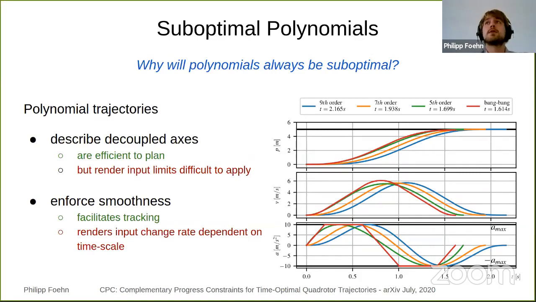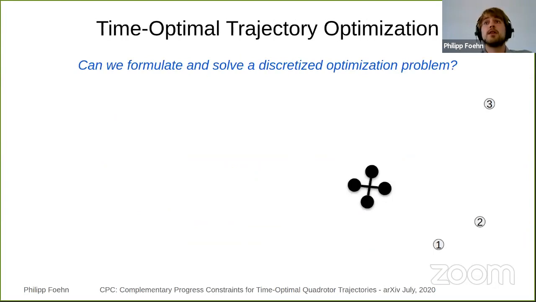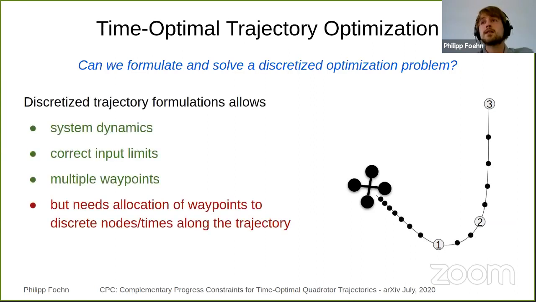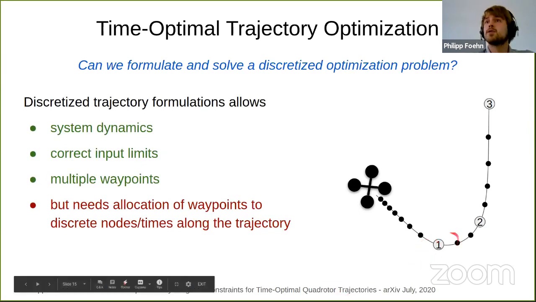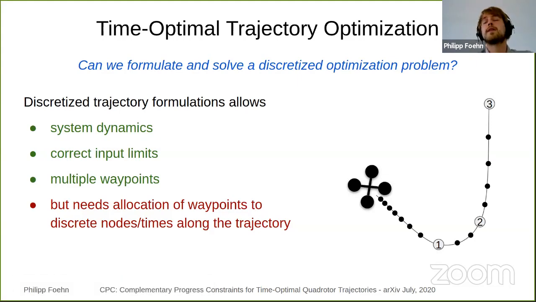So we want to tackle this problem with trajectory optimization. We formulate this using our quad that should pass a bunch of waypoints. To find the trajectory through these waypoints, we discretize the trajectory and we can enforce the system dynamics and the input constraints, and we can fly through multiple waypoints. But as I mentioned before, we have to allocate our waypoints to specific nodes along the trajectory. This allocation is unknown a priori, and therefore we need to somehow find this allocation, but we don't know the trajectory yet that we're gonna fly. So it's a bit of a chicken and egg problem.